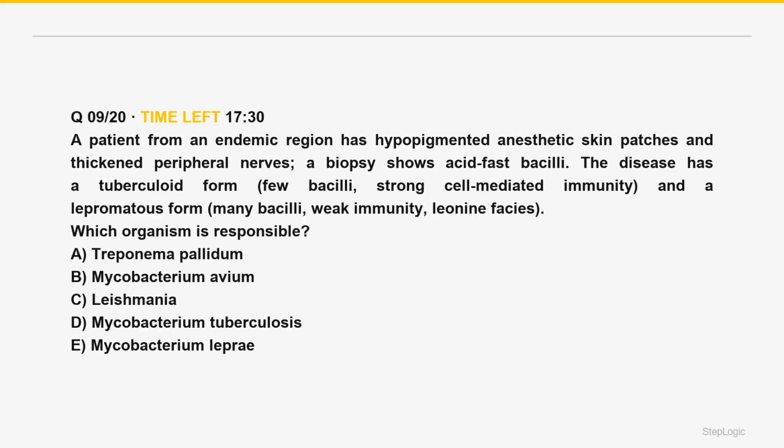Which organism is responsible? A patient from an endemic region has hypopigmented anesthetic skin patches and thickened peripheral nerves. A biopsy shows acid-fast bacilli. The disease has a tuberculoid form, few bacilli, strong cell-mediated immunity, and a lepromatous form, many bacilli, weak immunity, leonine facies. Read the command. Which organism? Hypopigmented anesthetic patches, thickened nerves, acid-fast, tuberculoid versus lepromatous.